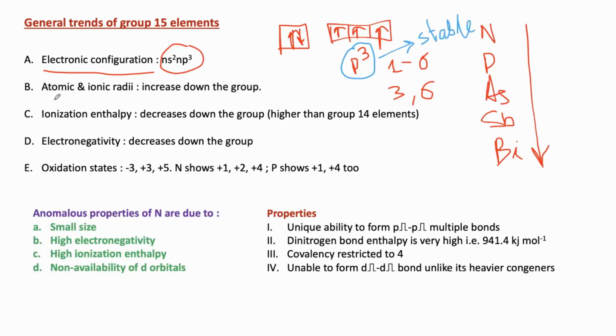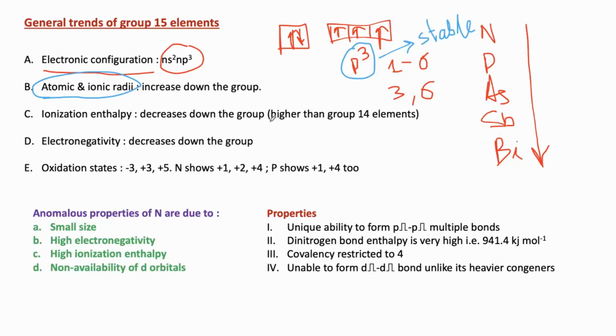Now, in the next section, if we consider the general trends of group 15 elements, the first one is the atomic or ionic radii. It increases down the group, because as I have already mentioned, if we go from top to bottom, the principal quantum number n increases, and that's why the atomic or ionic radii increase. In the next section, the ionization enthalpy decreases down the group.